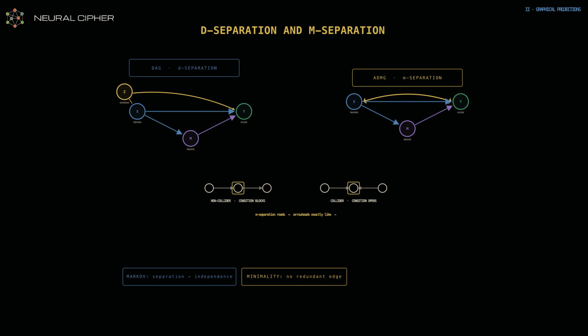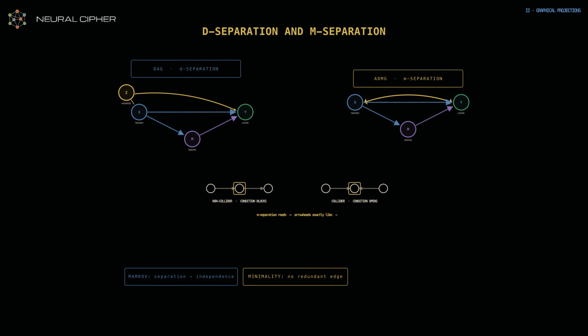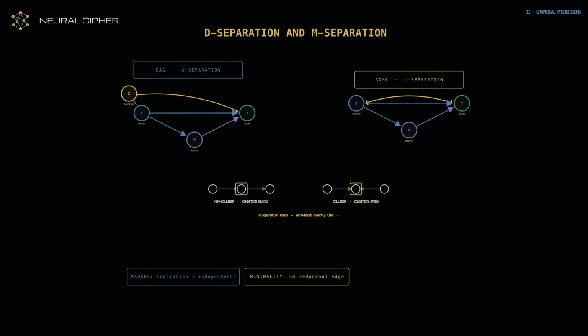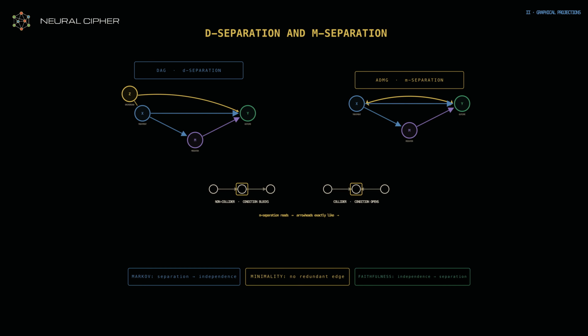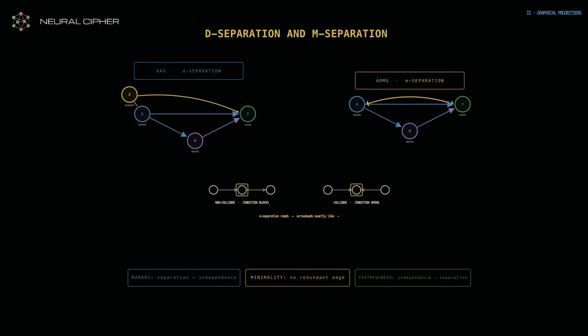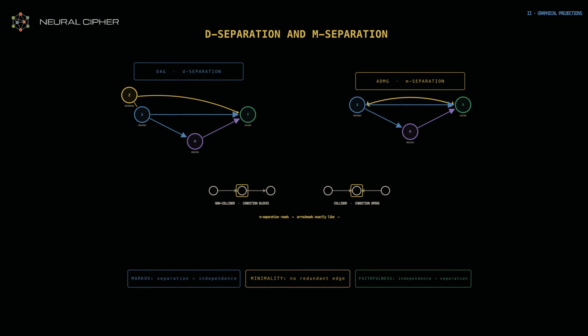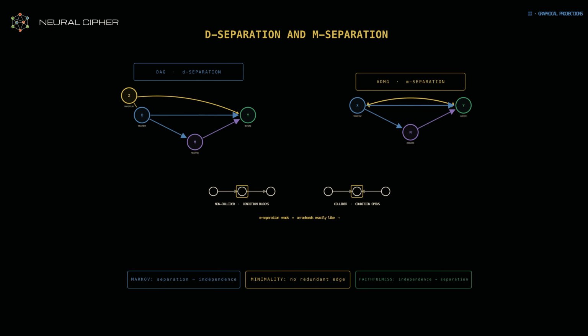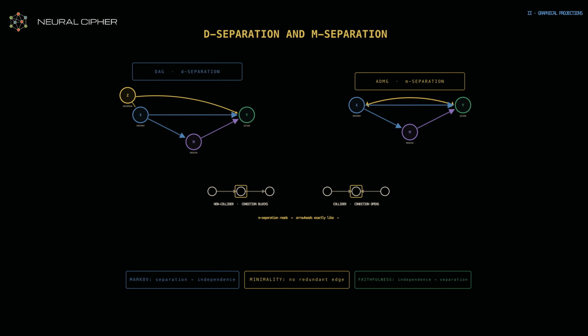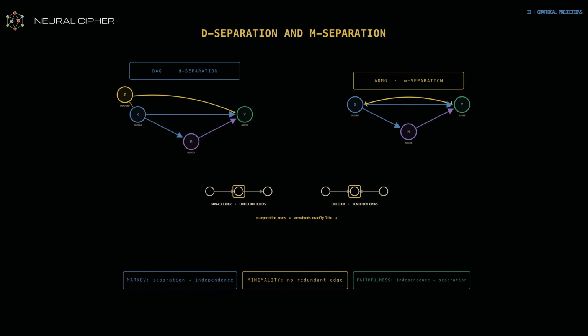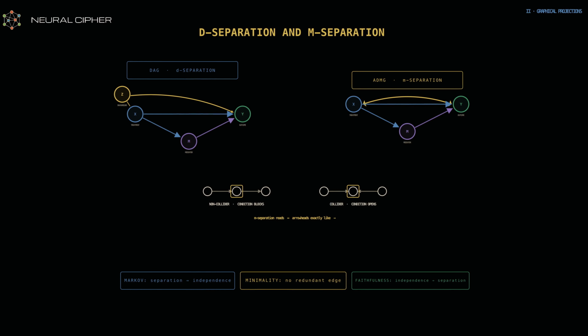Causal minimality adds that no directed edge can be removed while preserving the Markov property. Faithfulness adds the converse direction. Every independence in the distribution is explained by graphical separation rather than parameter cancellation. Markov, minimality, and faithfulness are different assumptions. Only the first is entailed by a Markovian SCM.